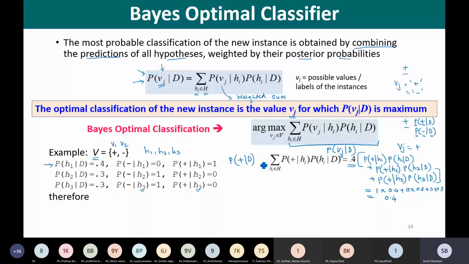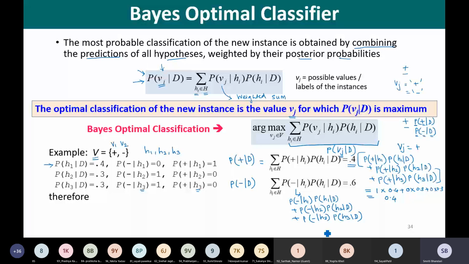Similarly, we are going to compute probability of negative given D. So see how we are going to compute this quantity. So this is probability of negative given H1 into probability of H1 given D plus probability of negative given H2 into probability of H2 given D plus probability of negative given H3 into probability of H3 given D.